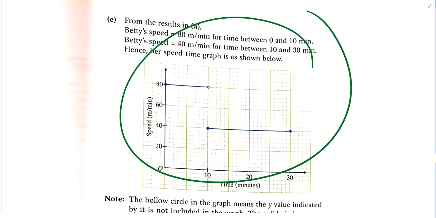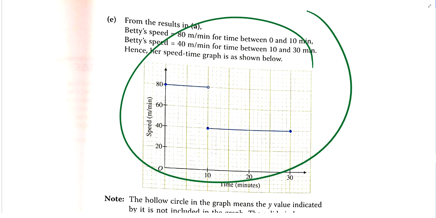So here we have the speed, right? The speed for Betty, initially it was 80 meters per minute. Then at time equals 10, the speed was 40 meters per minute. Impossible, she just suddenly changed. Exactly my point. It's impossible for her to suddenly change from 80 to 40 meters per minute.